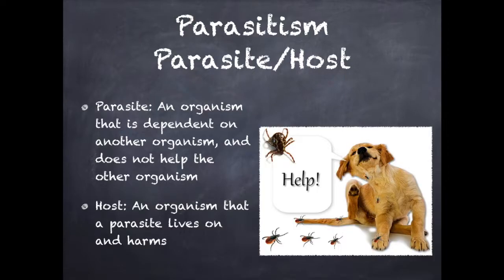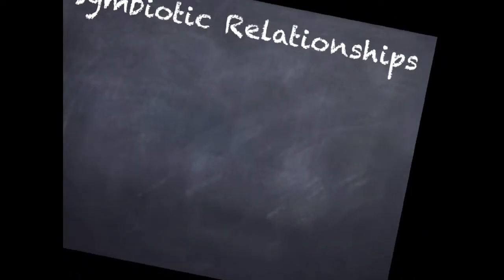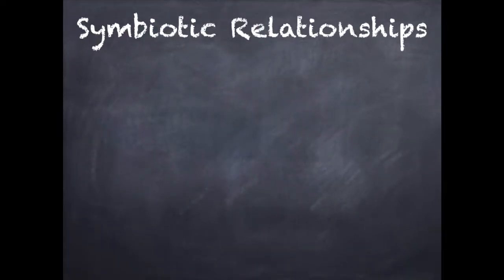If we look back at the example of the dog and the flea, we can tell that the flea is the parasite in this scenario, because it takes nutrients and uses the dog for shelter. And then the dog in this scenario is the host because it is being depleted and harmed in this relationship. Let's look at some more examples.